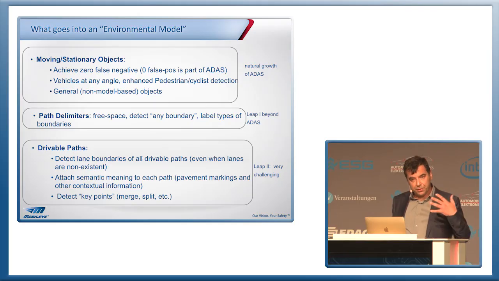Driving assist today detects the left and right lane. That's it. You want to do lane departure warning, lane keeping assist. You don't care about all the rest. This is a very, very big leap beyond driving assist, and this is where most of the challenge exists in going from driving assist today to autonomous driving.